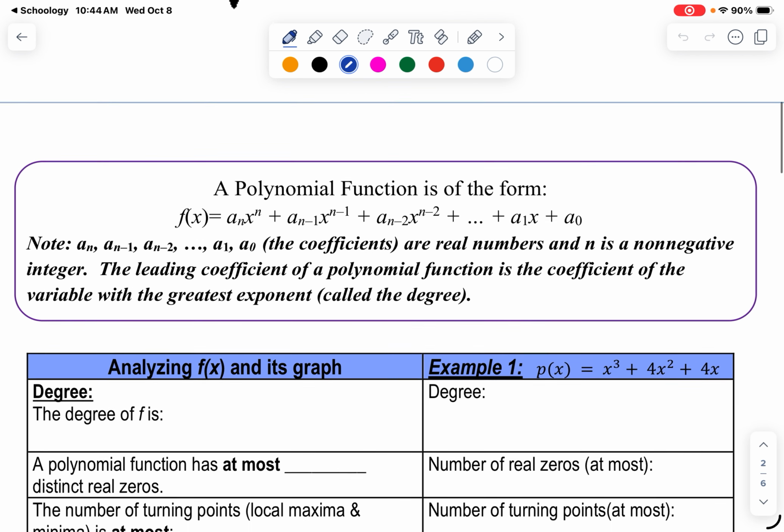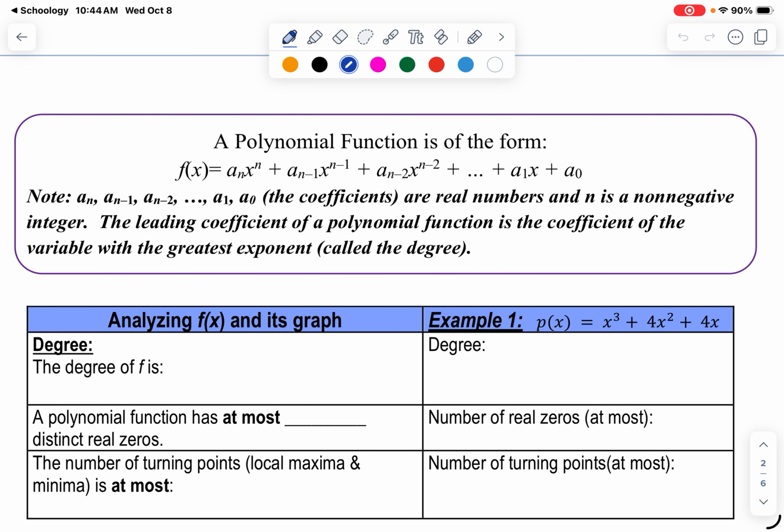All right, so let's get started on today's notes. So we're talking about polynomial functions. It says a polynomial function is of the form, and then it gives this crazy looking function right here. f of x equals a sub n times x to the n plus a sub n minus 1, and so on and so forth, right? It's crazy.